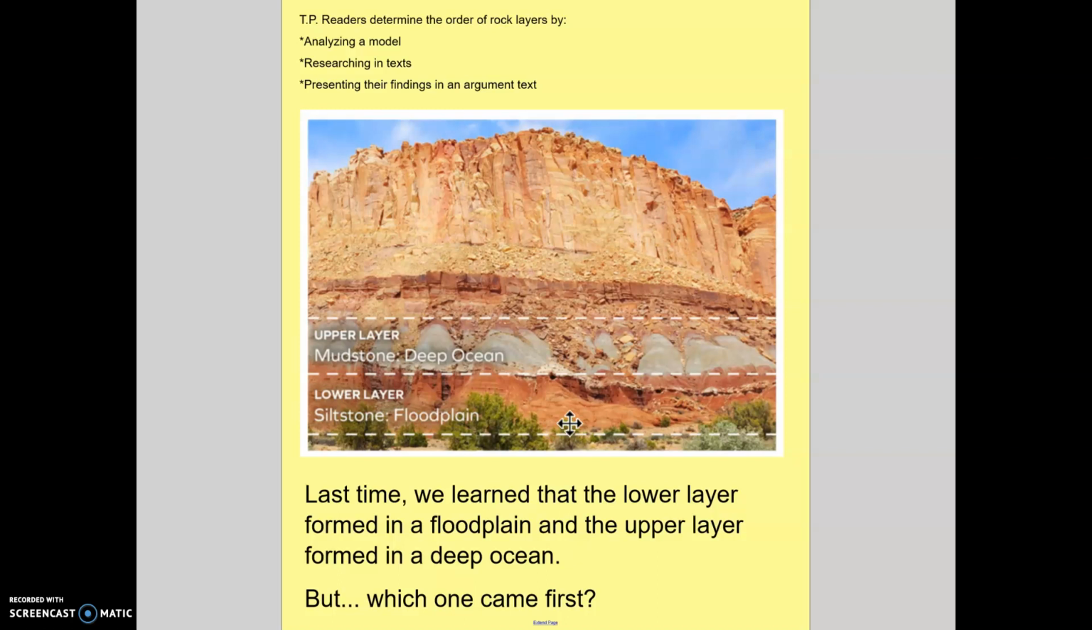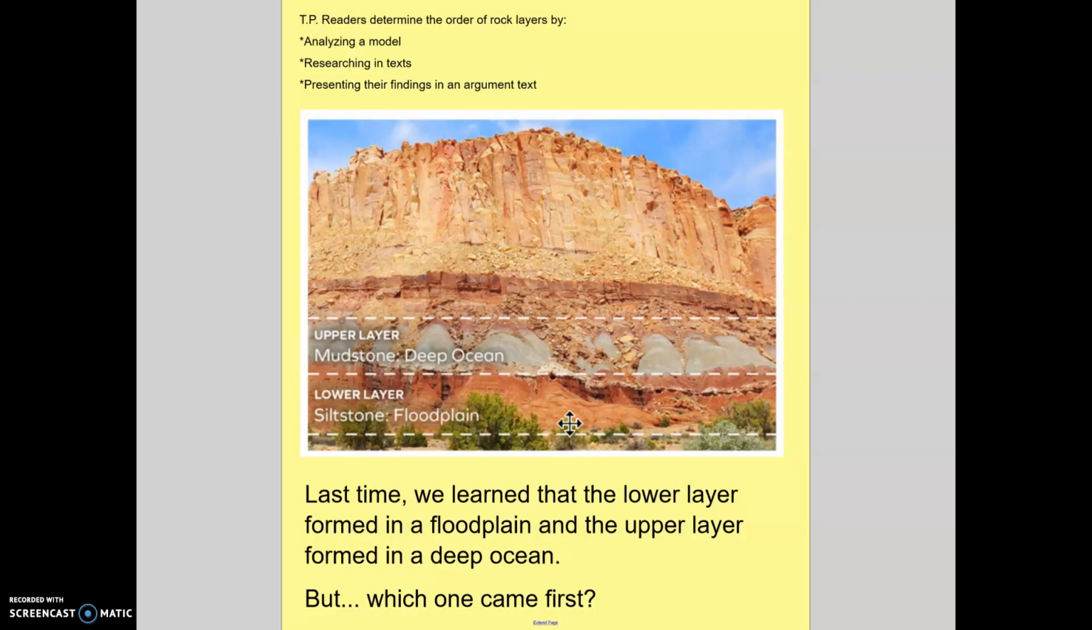Then for the upper layer, we found mudstone there. Mudstone could tell us that it's a floodplain or a lake or a deep ocean. So then we had to research the Mosasaurus fossil and the Mortanoceras fossil. We found that the Mortanoceras fossil had plankton growing inside, and plankton can only live in very deep water. So we could infer that the upper layer formed in a deep ocean.